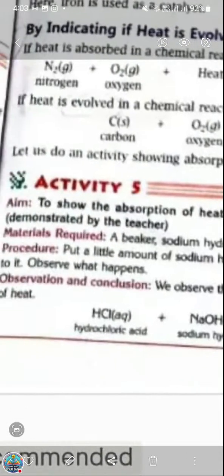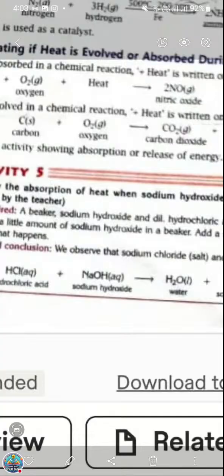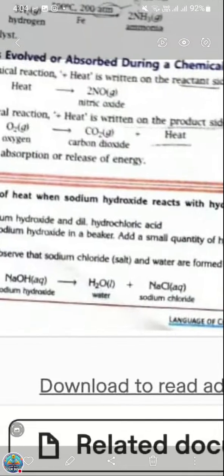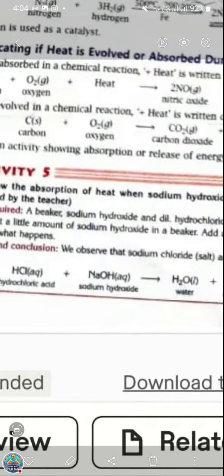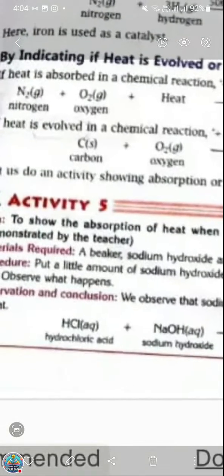Next one, if heat is evolved. Evolved means heat is given out. So how do we come to know that heat is given out? There, after the arrow, the heat symbol will be there. When heat is taken in, before the arrow, heat will be there. See clearly, the 2 types of reactions are given. The first reaction, heat is taken in. So heat is there before.